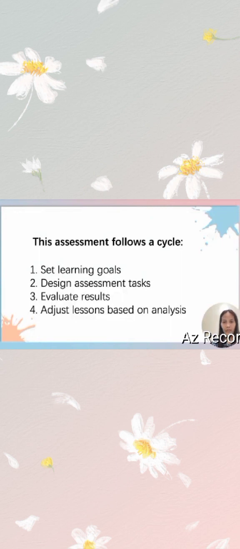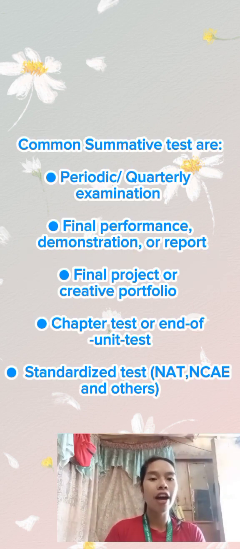So that's all. So let's proceed to summative assessment or assessment of learning. Okay, so the purpose of summative assessment is to evaluate learners' performance usually at the end of the quarter, term, or year. So there are five common summative tests.